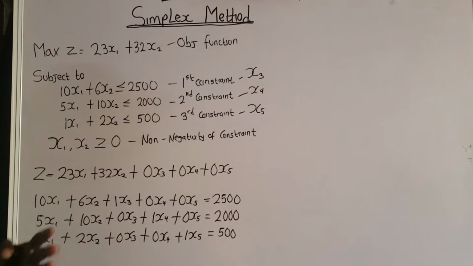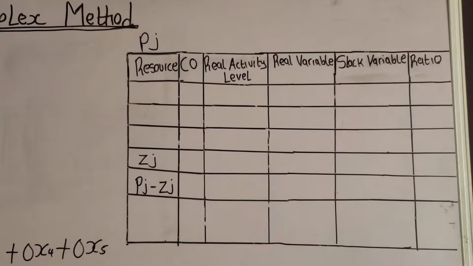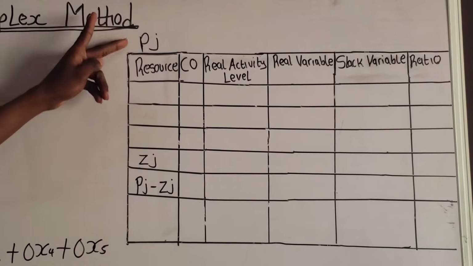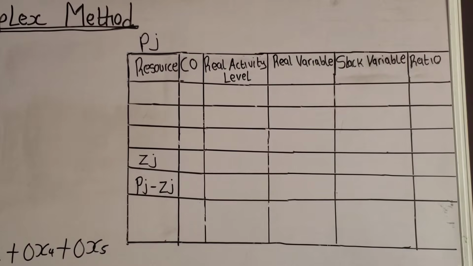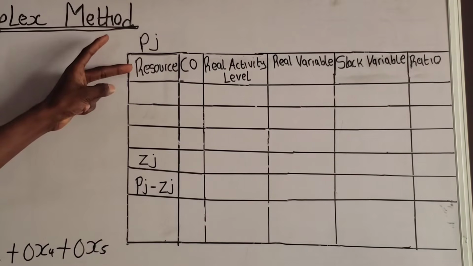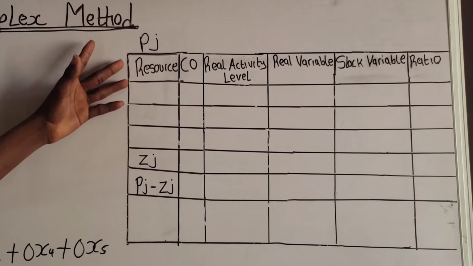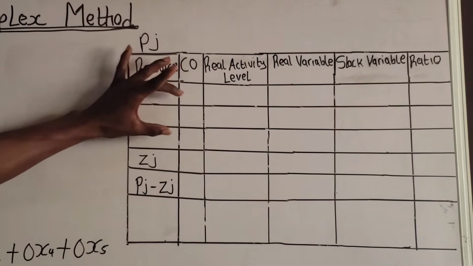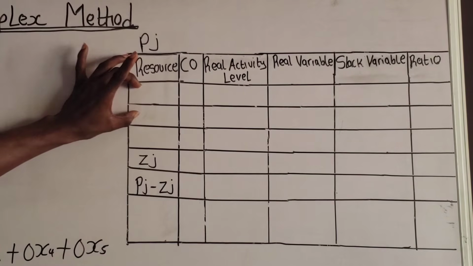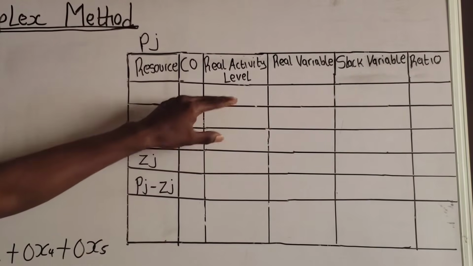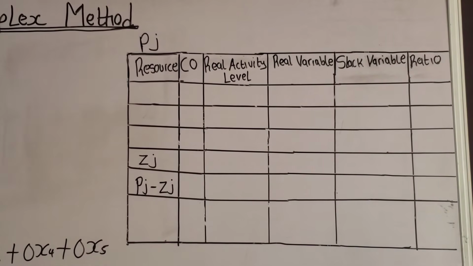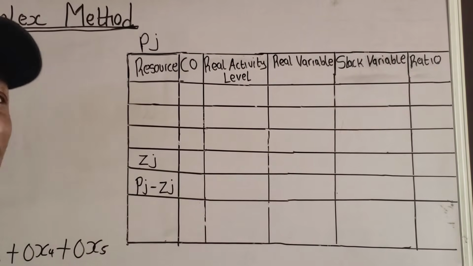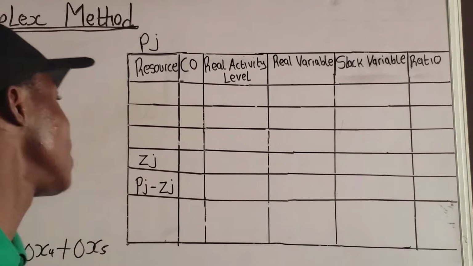Having done this, the next step is to prepare our initial simplex tableau. This is how a typical simplex table looks like. We have the Pj, which stands for the coefficient of each variable in the objective function. We have the resource, which represents the basis variable that we want to solve, or the problem variable that we want to solve. And we have the Cb, that is the coefficient of the basis variable in the objective function. And we have the real activities, which are the output of each constraint. We have the real variable that are given to us, and the slack variable, that is the variable that we introduce, and the ratio, which is the fraction.